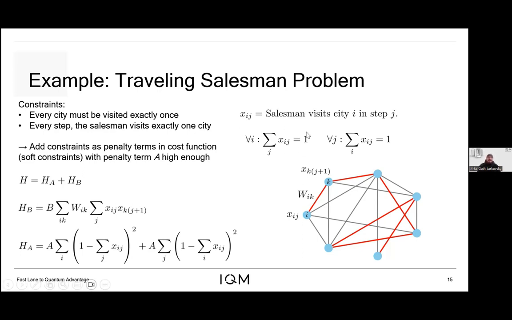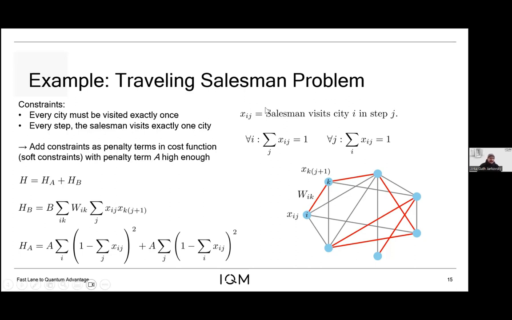We have constraints that every city needs to be visited exactly once. So when we sum over j, it needs to be equal to one. And in every step, the salesman can visit only one city, so when we sum over i, it must also be equal to one. But now is the time when we look at the paper that I mentioned on the previous slide.